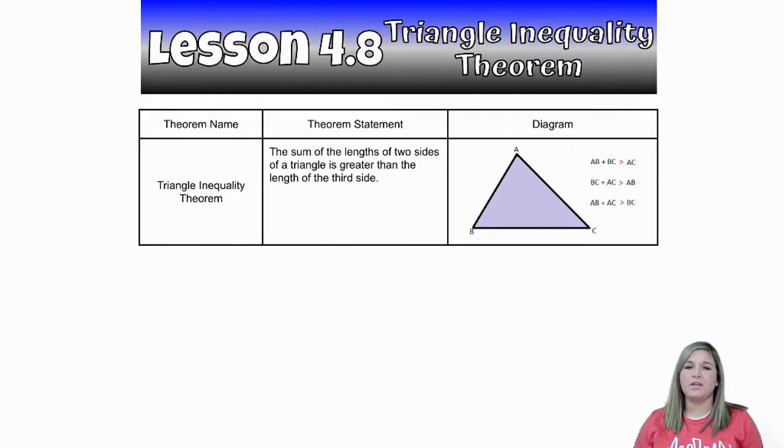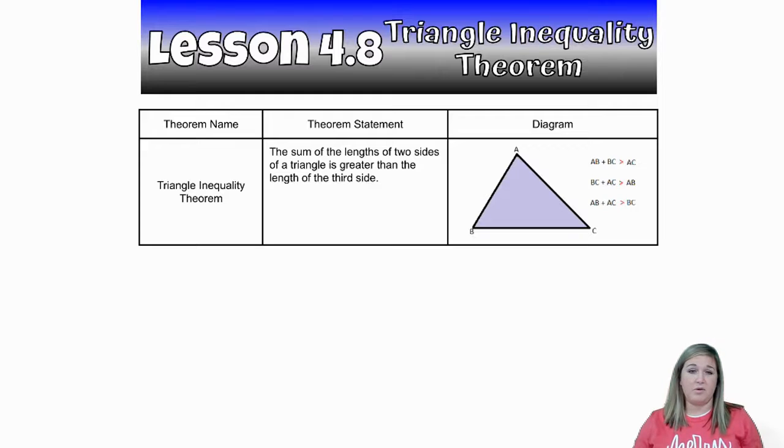All right, guys, we're finished with our congruence. So now we're going to look at another theorem that's dealing with triangles, the triangle inequality theorem. Basically, the triangle inequality theorem says that the sum of the lengths of two sides of a triangle is greater than the length of the third side. So it must be greater than, not even equal to. It just has to be greater than.